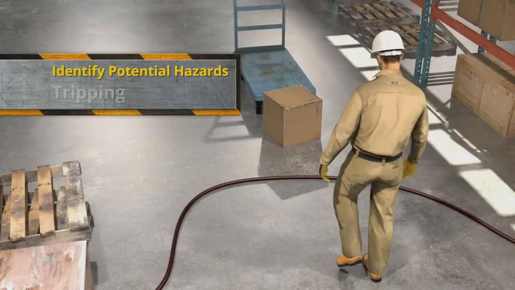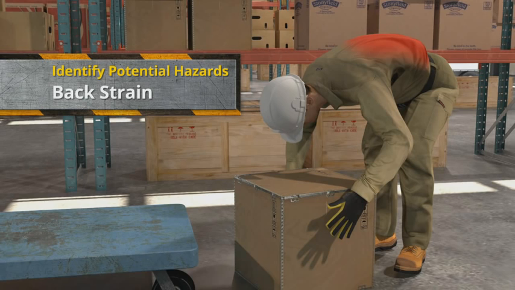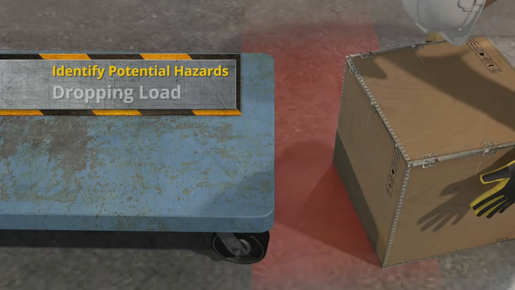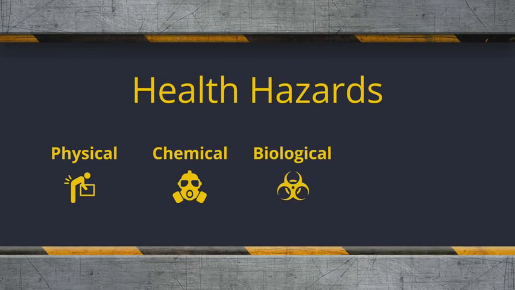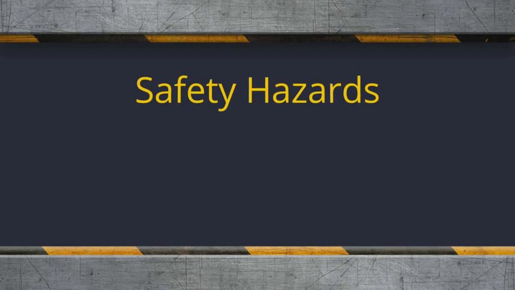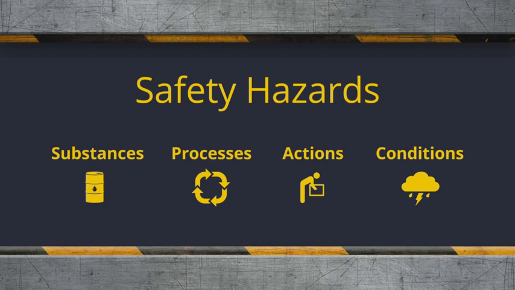Once all of the steps have been listed, it's time to identify potential hazards for each step. Hazards are things that could lead to injury, illness, or environmental harm. There are two types of hazards. Health hazards can be physical, chemical, biological, or psychological, which may cause ill health effects to exposed workers. Safety hazards are substances, processes, actions, or conditions that may endanger the immediate safety of workers.